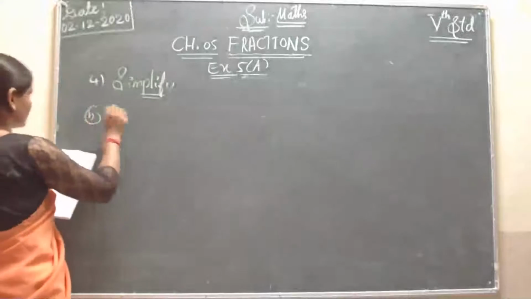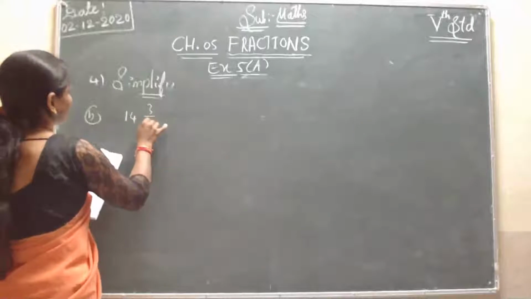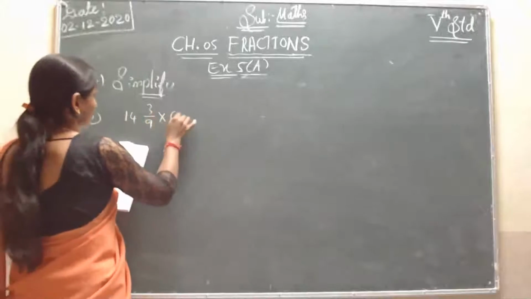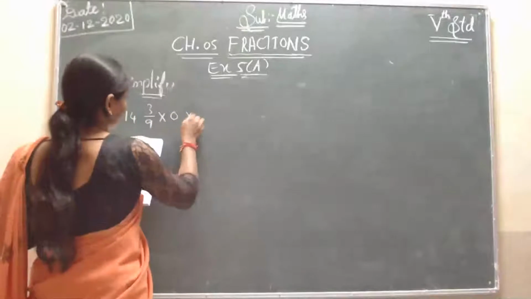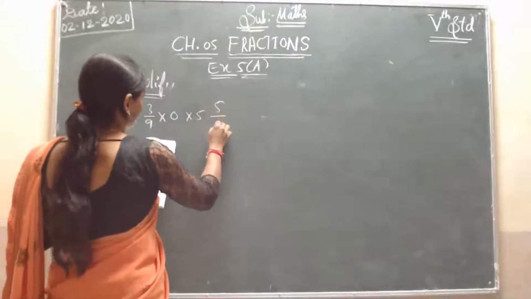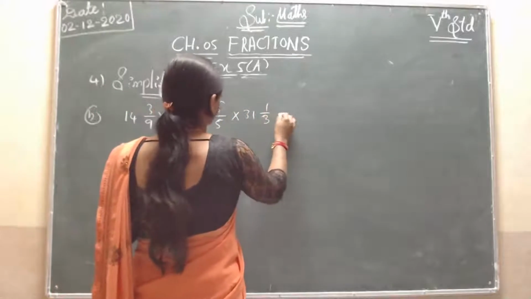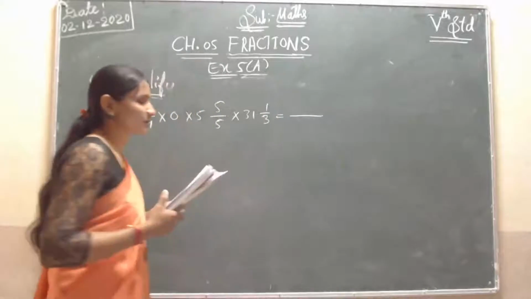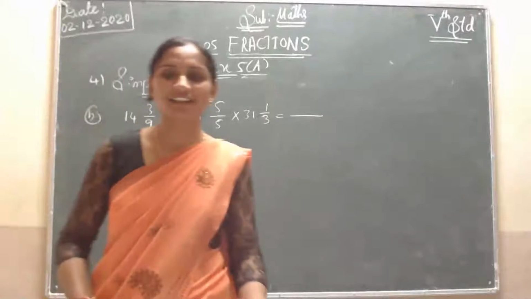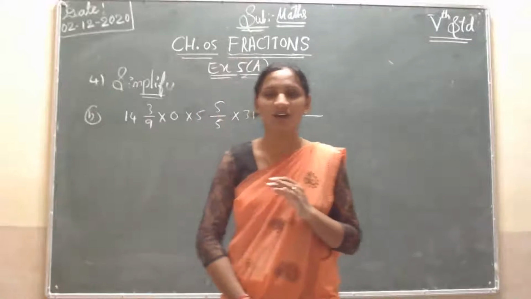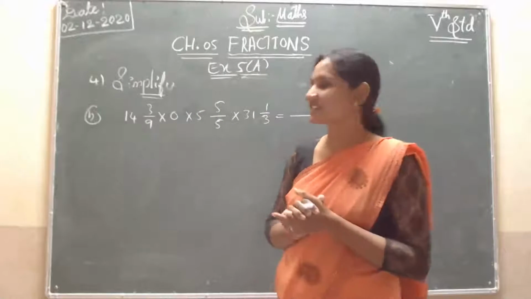B: 14 whole 3 by 9 into 0, 5 whole 1 by 5 into 13 whole 1 by 10. So what is the result? Students, this answer is 0. Yes, because can you observe students in this question?